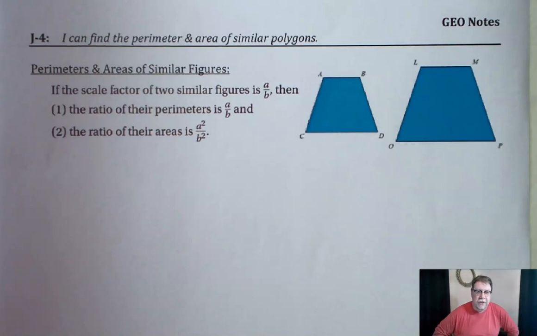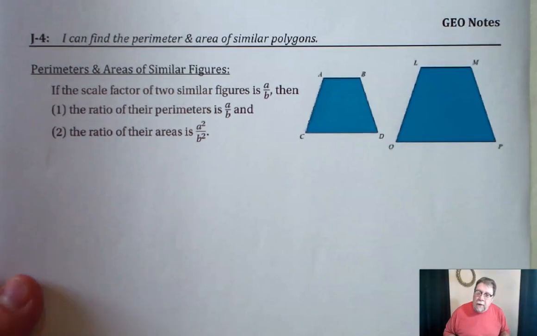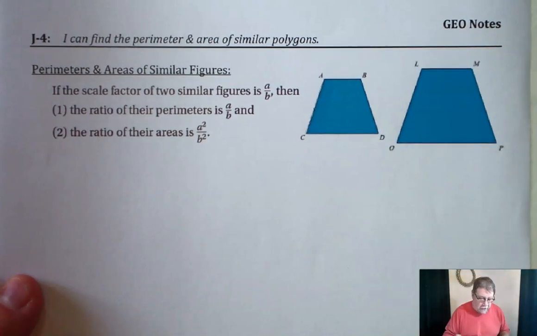Hi, and welcome to section J-4. We're going to look at perimeter and area of similar polygons. We have already looked at similar polygons in the sense of what's the scale factor. We've talked about the scale factor.